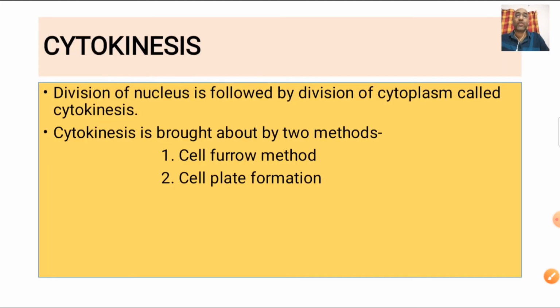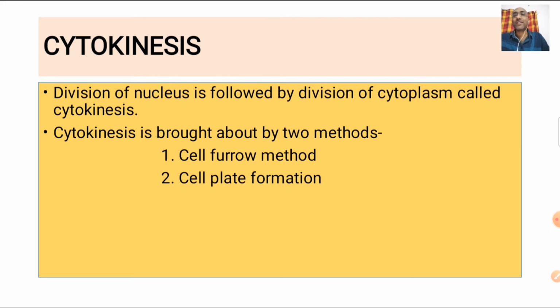Now let us come to the next one. After the telophase has been completed, that marks the end of karyokinesis. Karyokinesis includes the division of the nucleus, which is completed in prophase, prometaphase, then metaphase, then anaphase, then telophase. After telophase, karyokinesis has come to an end. Now cytokinesis occurs, that is the division of cytoplasm.